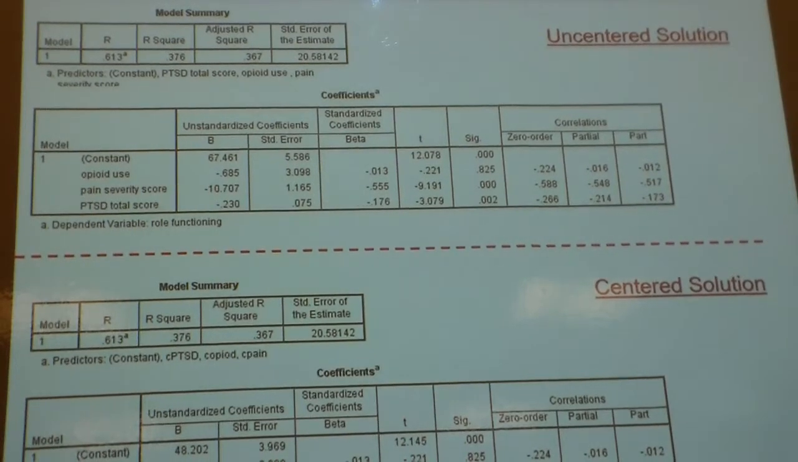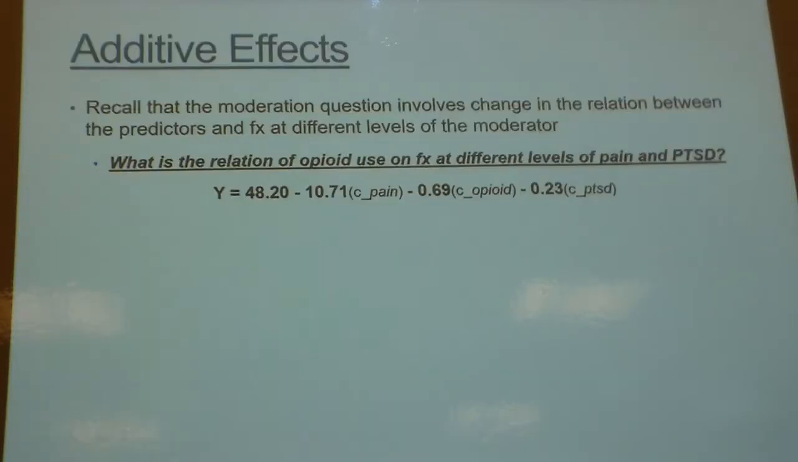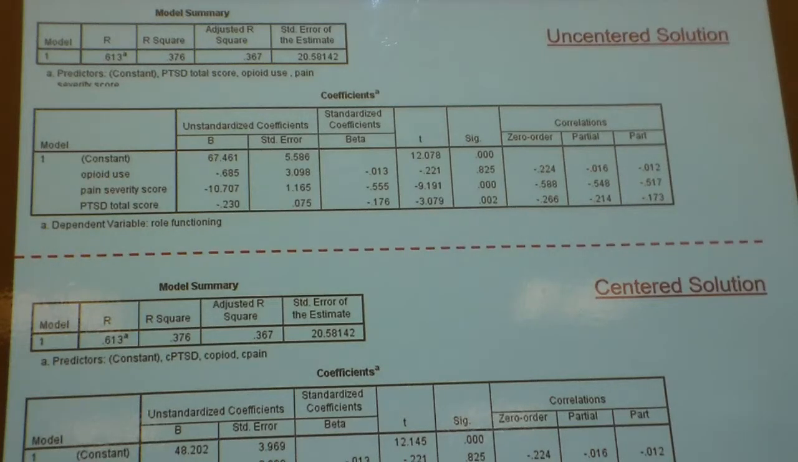Okay, so this is an additive model, right? We don't have any interactions in this model. If we take a look at our uncentered solution or our centered solution, our R squared is identical across here, our adjusted R squared is identical, and our standard error of the estimate is the same. If we go down and look at the coefficients for opiate use, pain, PTSD, standardized coefficients, significance values, part and partial correlations, all of these are identical. The only thing that changes is this constant, right?